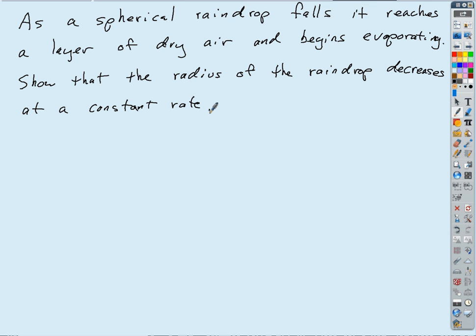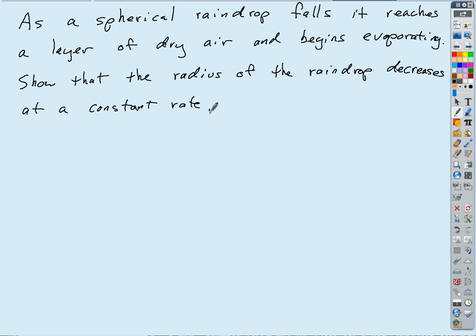You should too. As a raindrop falls through the air, it can be approximated as a sphere. It's pretty close. It's not actually; it's an oblate spheroid, because the air resistance is going to flatten the side that's falling very slightly. But the surface tension of water is really big, and if it's a pretty small raindrop, it's pretty darn close to a sphere. So we could approximate this as a sphere, and it works just fine. When it reaches a layer of dry air, it begins evaporating.